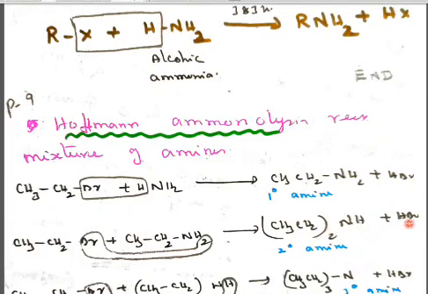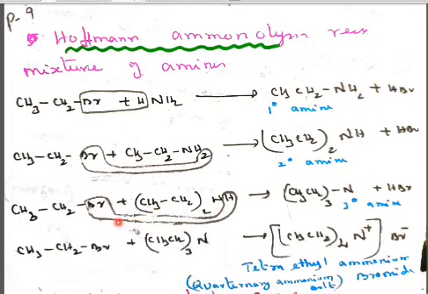Then this secondary amine reacts again with one more ethyl bromide. Again HBr is released. So here CH3CH2 twice, then one more CH3CH2. So we got CH3CH2 three times with one nitrogen. It is a tertiary amine.